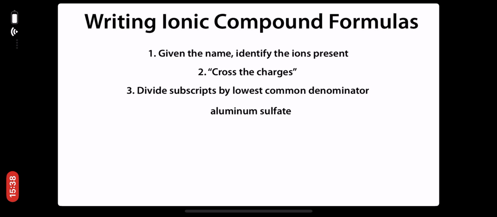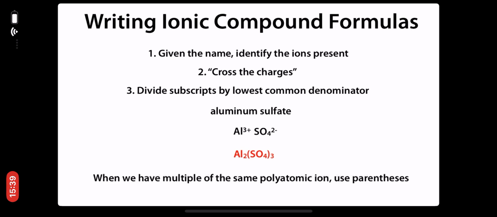Aluminum sulfate. Al3+ and SO4 2-. Cross the charges to get Al2(SO4)3. When we have multiple of the same polyatomic ion, we put parentheses around that whole polyatomic ion to indicate that we have multiple polyatomic ions. In this case, we have 3 SO4, so we put a parenthesis around the SO4 and add a 3 at the end.